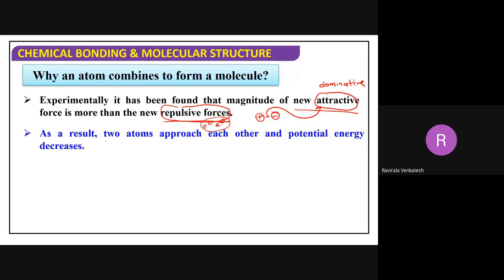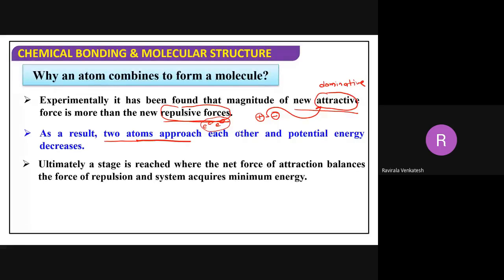Now, whenever two atoms approach each other, their potential energy decreases. Their energy decreases and they get stability. I will show a very beautiful diagram in the next slides. Whenever the net force of attraction balances the net force of repulsion, the system acquires a minimum energy. The excess energy decreases and we get the minimum energy. At this energy, both the attraction forces and repulsion forces balance.